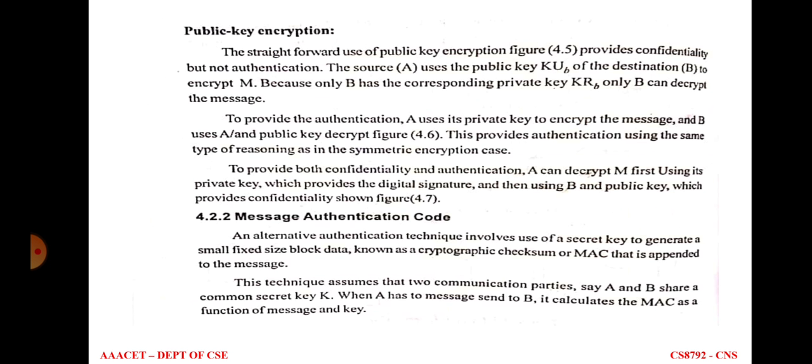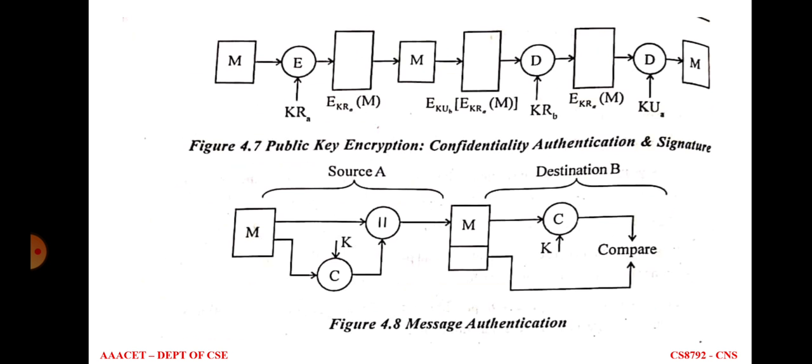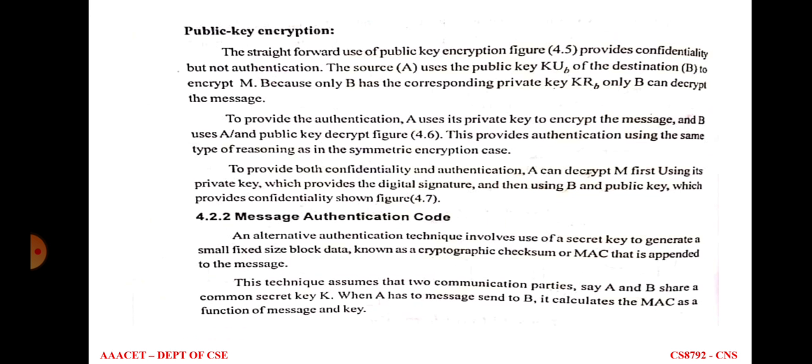So in encryption, we saw symmetric encryption. After that, we will see public key encryption, that is asymmetric key encryption. So here three concepts are there. The first diagram provides only confidentiality. The second diagram provides authentication and signature, and the third one provides confidentiality and authentication. The final one is the combination of the above three. We will see what that is.